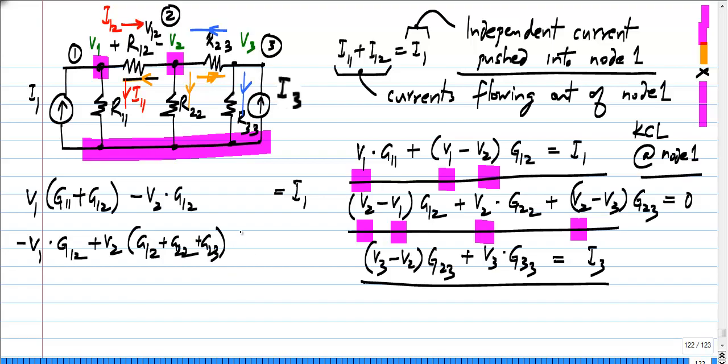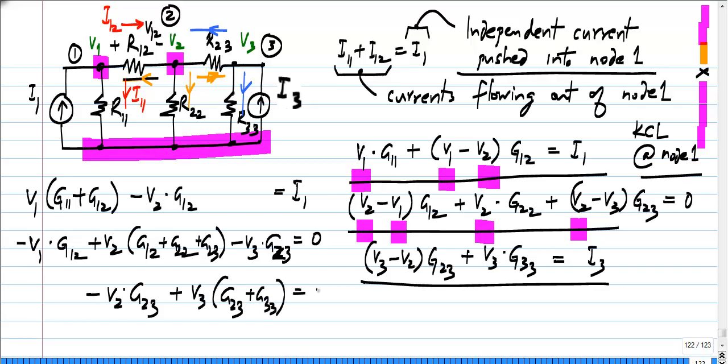Okay. And finally, terms containing V3, and there is only one of them. I have minus V3 times G23, this whole thing equals 0. And finally, for the last one, I will do the same. There are no terms with V1, minus V2 times G23 plus V3 times G23 plus G33, this equals I3.